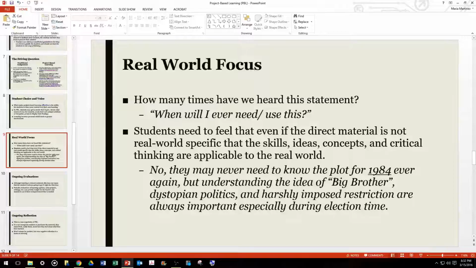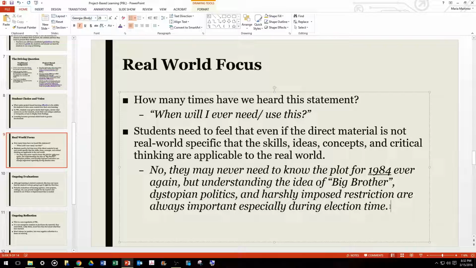However, knowing the idea and concept of politics, this idea of imposed restriction for breaking the rules, the idea of Big Brother watching you, the idea of people just following along for following along's sake. All of these ideas are things that are still real world based. When we look at the elections, when we look at privacy laws, when we look at new laws that are imposed for certain crimes, we can, of course, have the student really reflect on this based off of what they may have learned from 1984.